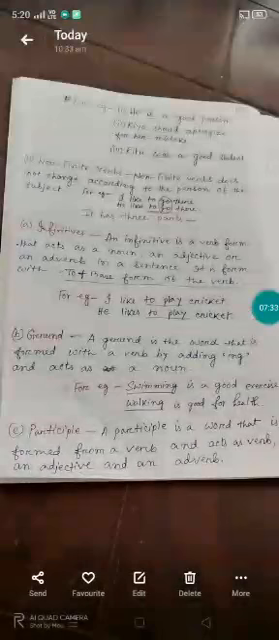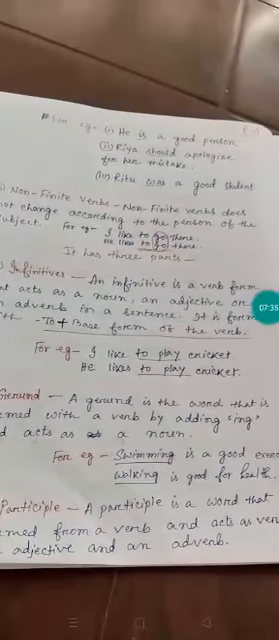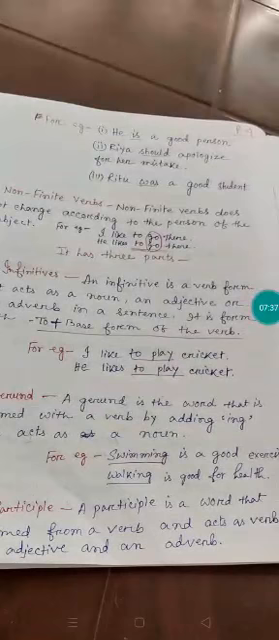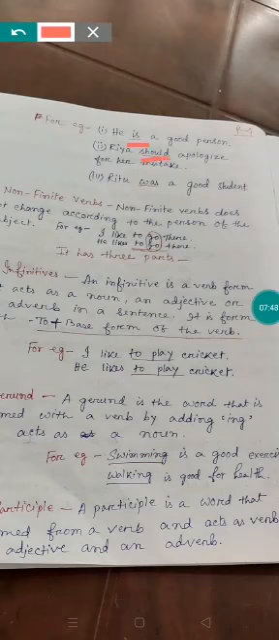Students, here I have come with some examples of auxiliary verbs. He is a good person. Riya should apologize for her mistake. Ritu was a good student. So here is, should, was, these are auxiliary verbs.